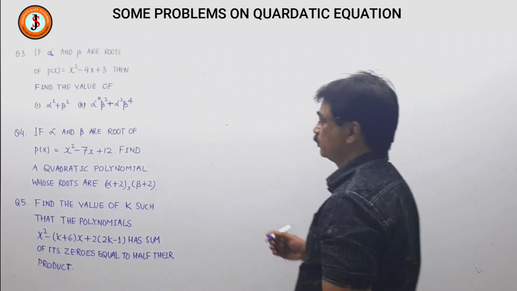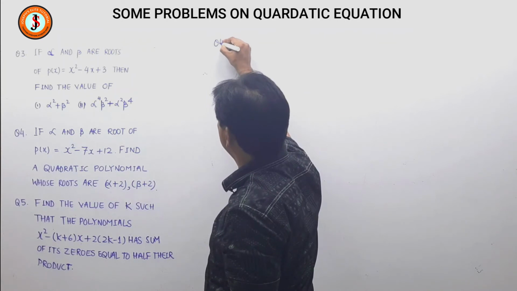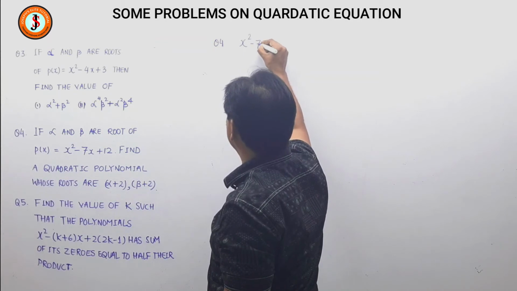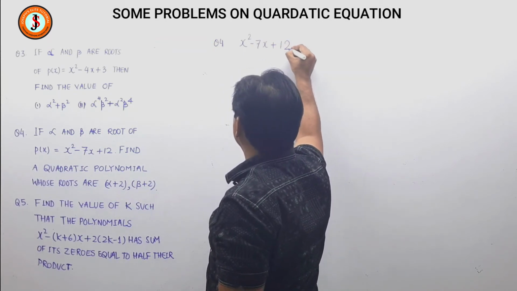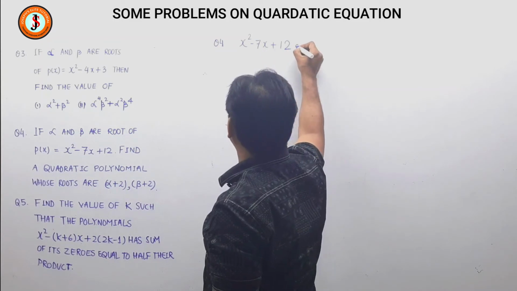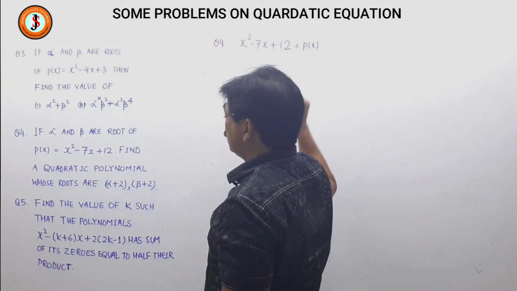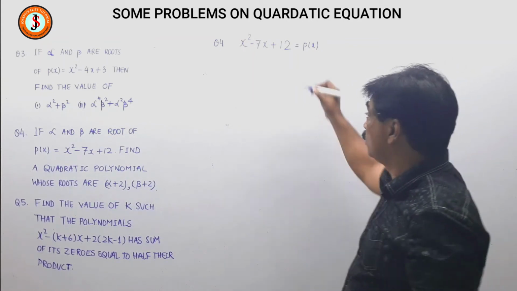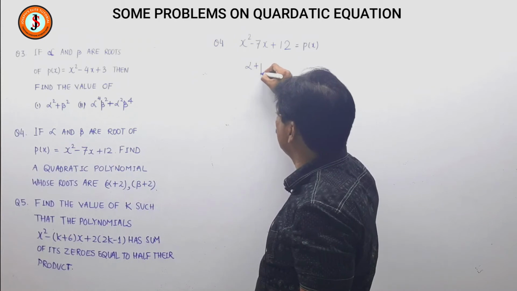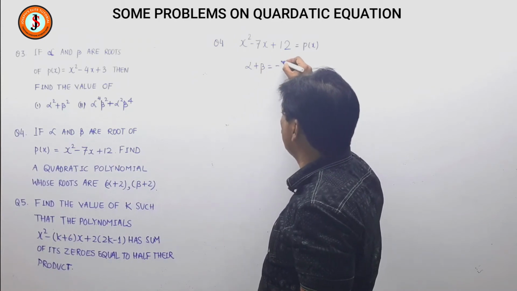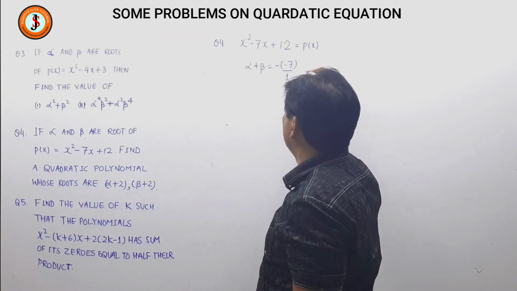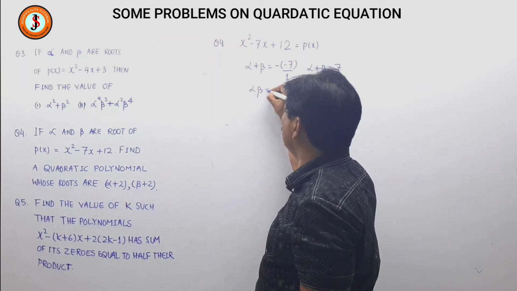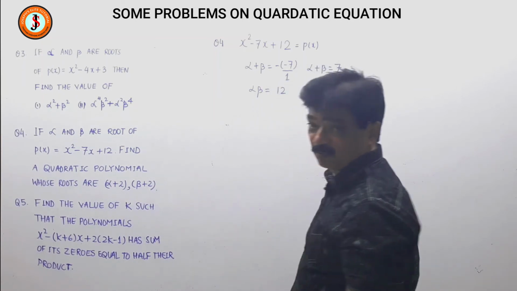See, question number 4, we have been given this polynomial, isn't it? x square minus 7x plus 12. This is the polynomial, this is equal to p(x). Now they are telling us to find a quadratic polynomial whose roots are alpha plus 2 and beta plus 2. But first we see what alpha plus beta is over here. It is minus b by a. So minus of minus 7 by 1, that is alpha plus beta is equal to 7, and alpha into beta is equal to 12. So we keep this in our mind.